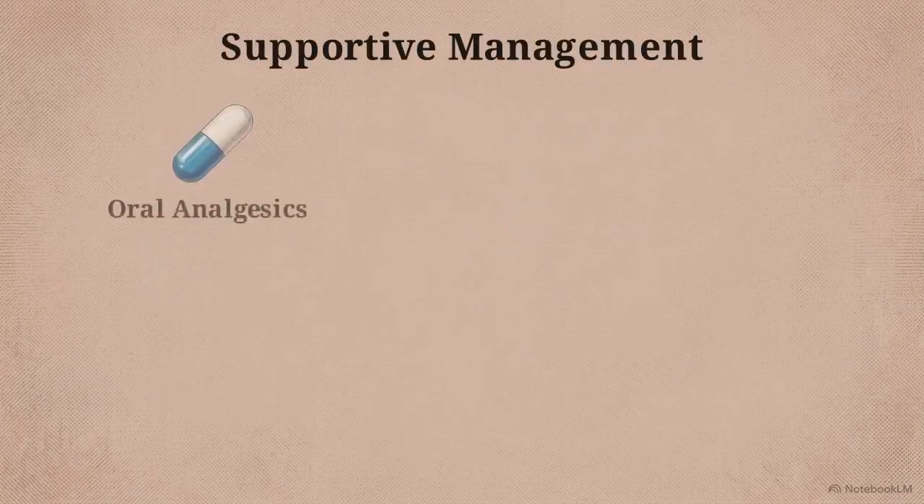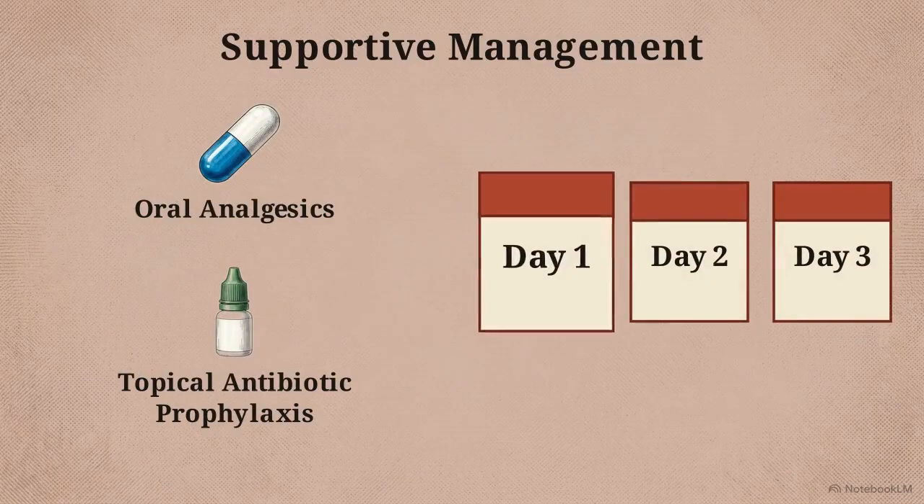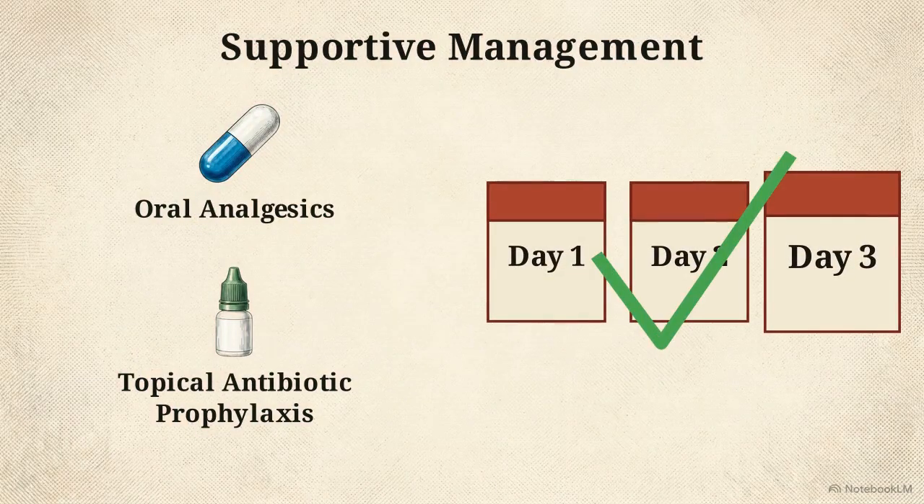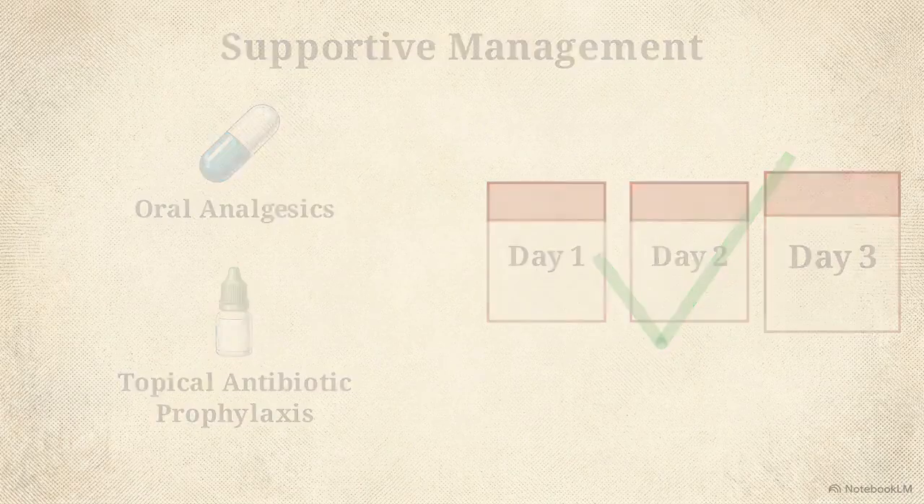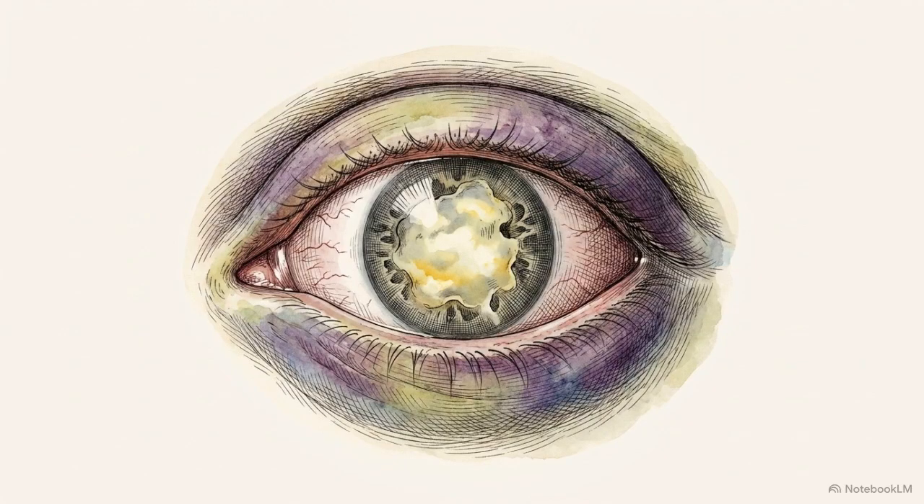Management is entirely supportive. You prescribe oral analgesics and topical antibiotic prophylaxis as the symptoms naturally resolve within 1 to 3 days. The strictly bilateral presentation and the specific 6 to 12-hour delayed onset differentiate this environmental UV damage from unilateral infectious keratitis or acute physical trauma.